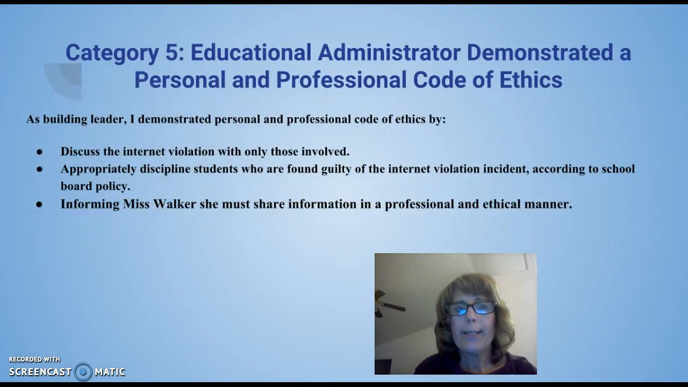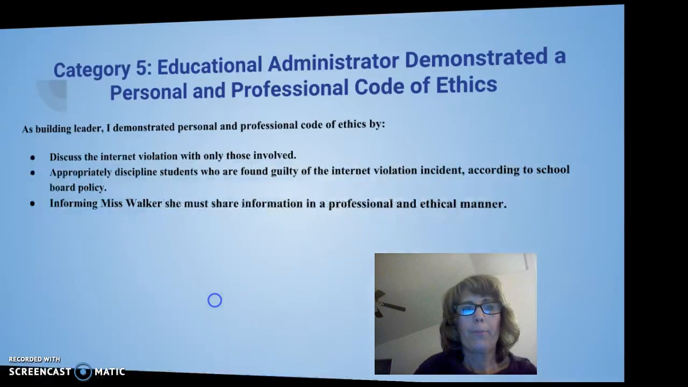As building leader, I demonstrated personal professional code of ethics by discussing the internet violation with only those involved, appropriately disciplining students who are found guilty of the internet violation incident according to school board policy, and informing Ms. Walker she must share information in a professional and ethical manner.